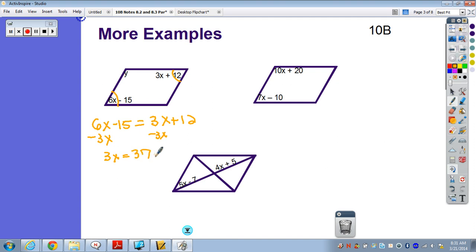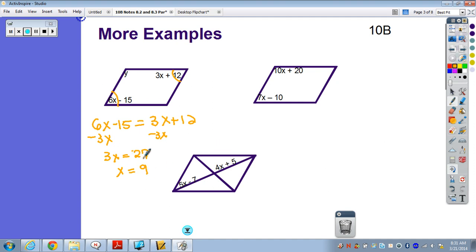Again, you can pause this if you need to in order to check your work. Oops, and I added wrong. And then we get x is equal to 9.